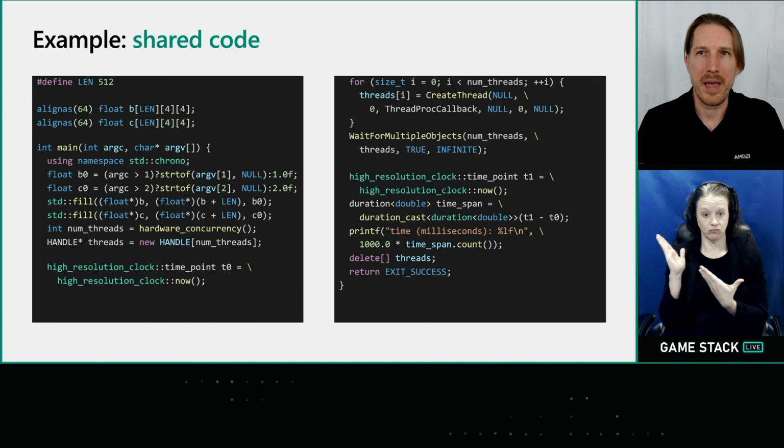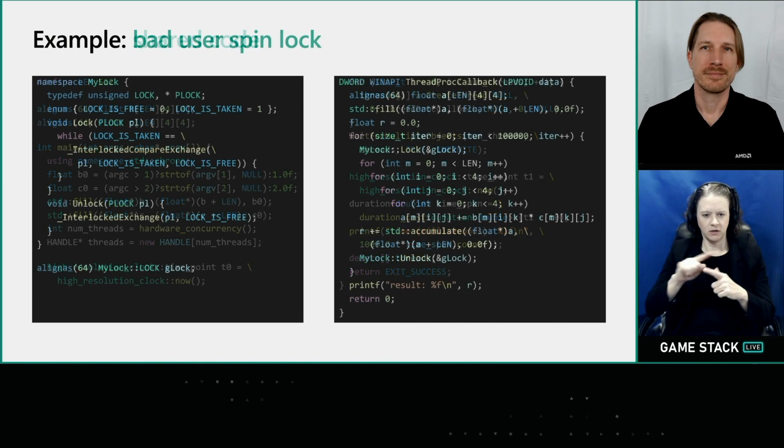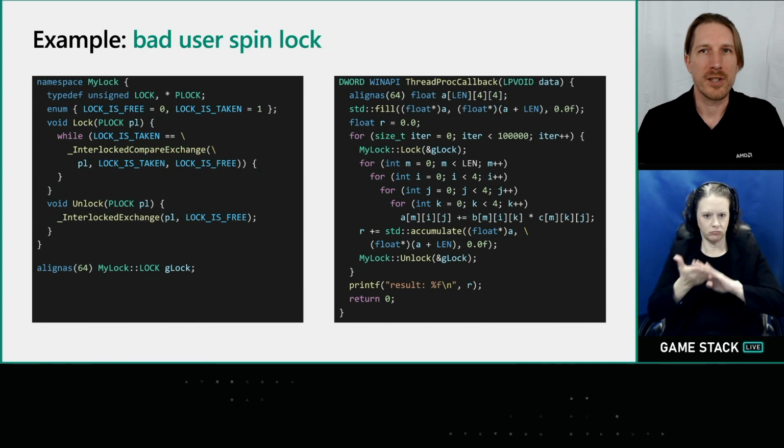Here's the source code for the main function used in the exclusive lock microbenchmark. Basically, it times how long all threads took to execute the callback function. The code for the bad spin lock and its callback function are shown on this slide.